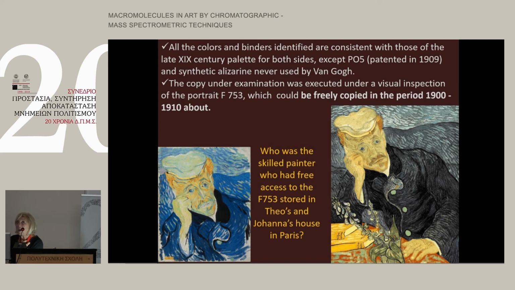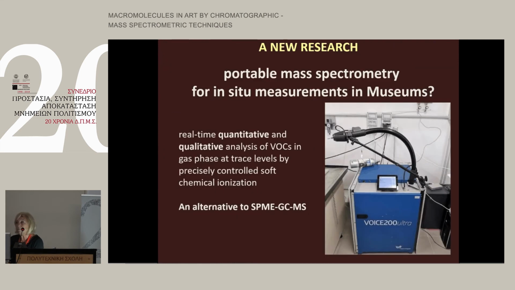And now I would like to present what I am doing these days. I am trying a new research which is aimed at dealing with a portable mass spectrometer and bringing it inside the museum in order to make in situ measurements. In this case, we can have information on volatile organic compounds, and so we can quantify and identify them indirectly in the museum.